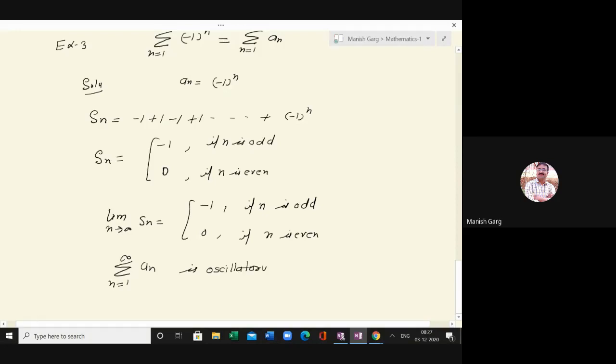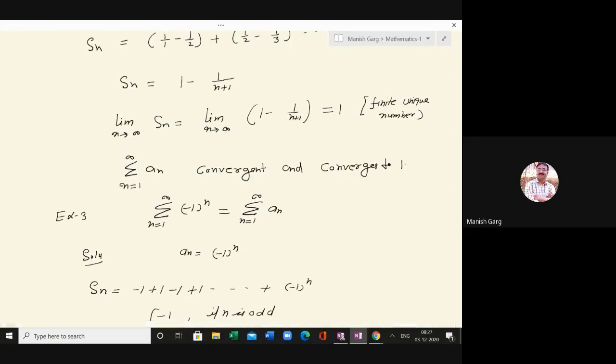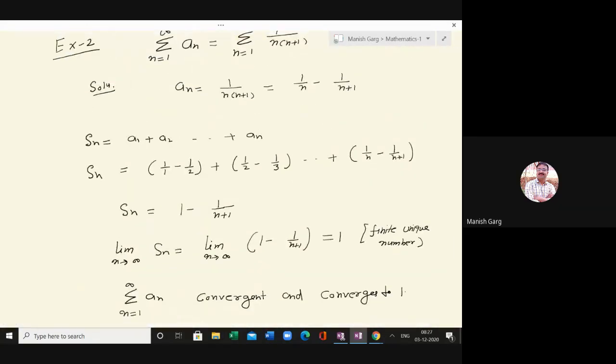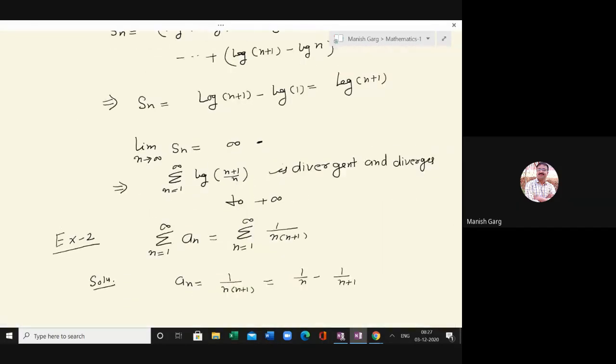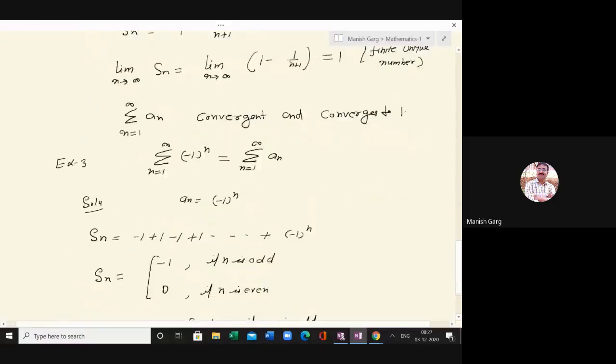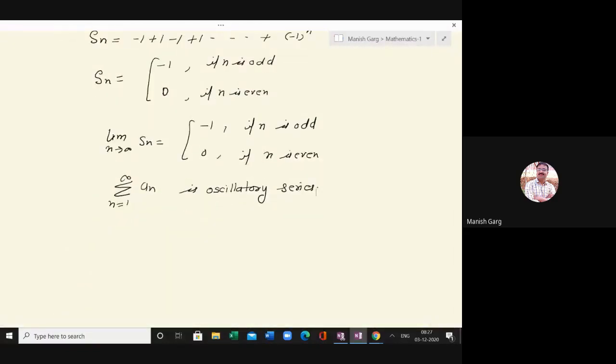Oscillatory series. So this is an example of oscillatory series. In the previous two examples, you can see the limit doesn't exist, whatever be the value of n. In the second example, as n tends to infinity, Sn is coming to 1. In the first example, it is coming to plus infinity, whatever be the value of n. So this is the meaning of oscillatory series. I think there should not be any doubt, it is clear about the oscillatory series.